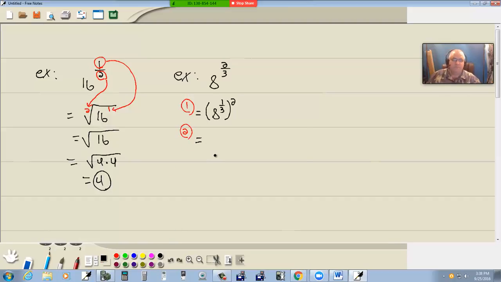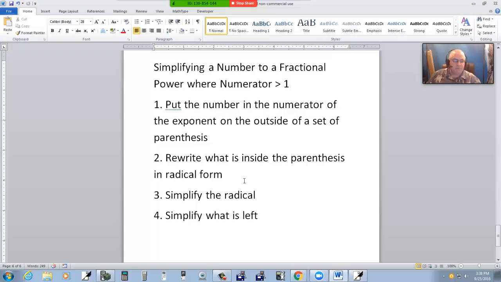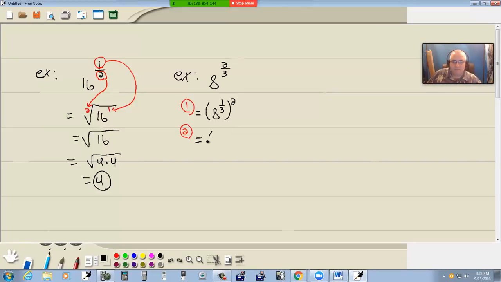Step 2. Rewrite what is inside the parentheses in radical form. So this would be the cube root of 8 to the 1st. Remember how it goes. Whatever number's right here, that's your index. That goes in the slot. And whatever number's right here is what goes as your power right here. So that's simply going to be the cube root of 8 to the 2nd power.